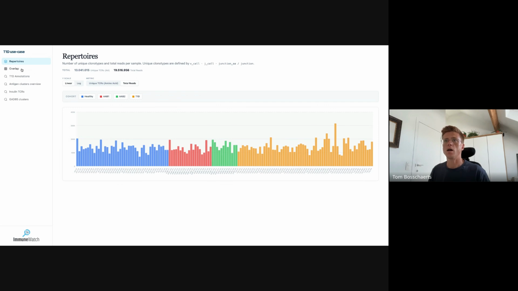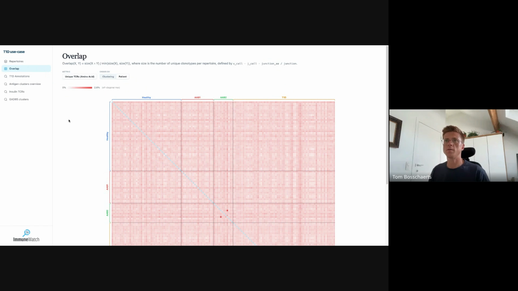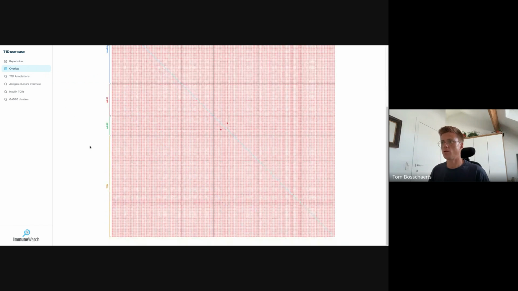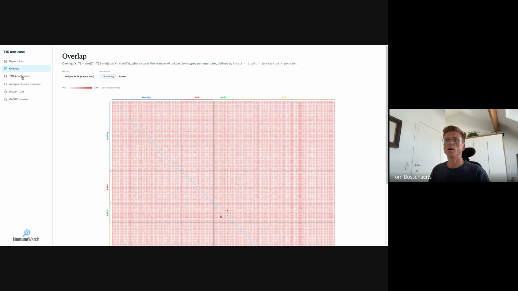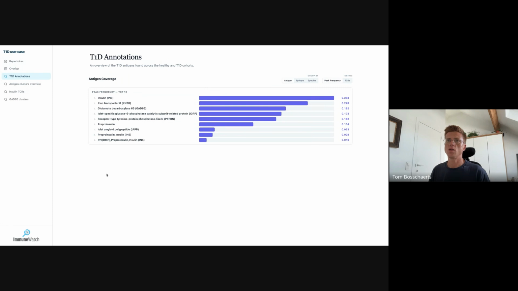Of course, this is a huge data set, so basic metrics like overlap look quite impressive. And the first thing we're going to look at is, do we actually have annotations for type 1 diabetes antigens in this data set? And here you see the top scoring antigens. Most of our predictions were for insulin, but also some other well-known diabetes antigens like zinc transporter 8 or GAD65, which are really well known to be associated with type 1 diabetes.